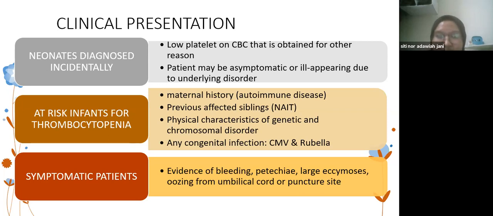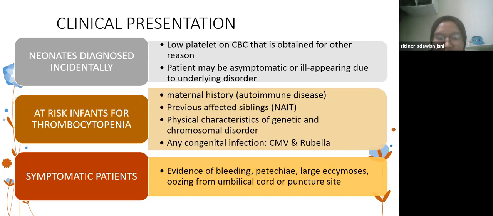The second presentation is the at-risk infant for thrombocytopenia that is detected also by complete blood count screening. And also from the history obtained from the patient or from the mother, there is presence of risk factors including maternal history of autoimmune disease, and previous affected siblings that suggest NAIT, and also we can identify babies that have characteristic physical findings that include genetic and chromosomal disorders, or babies that have any congenital infection.